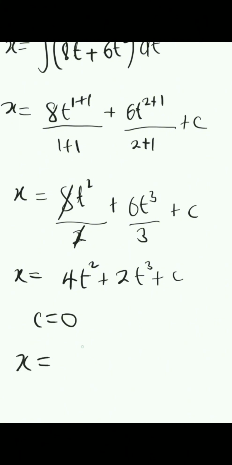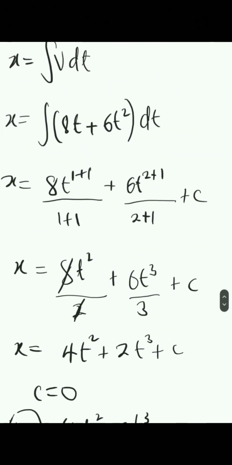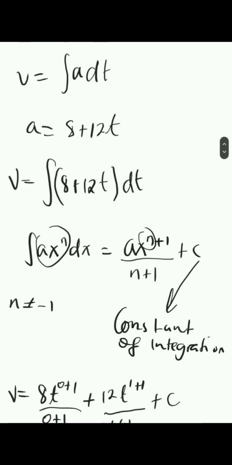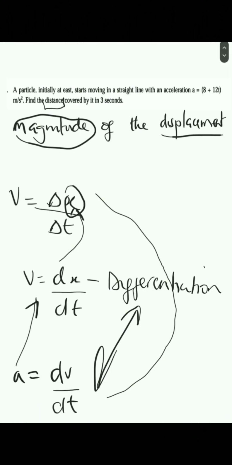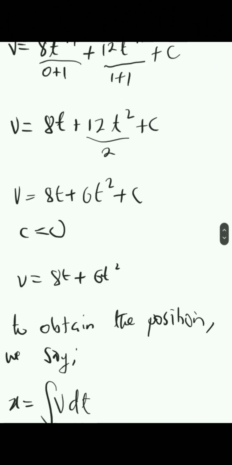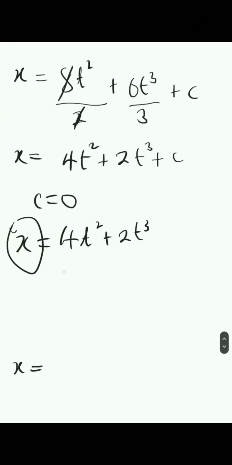Now being that it is starting from rest, our c will just be 0, giving us the position to be 4t squared plus 2t cubed. Now this is the displacement. We're just looking at the size, we're not interested in the direction. Now this is what we get in terms of the function. Now we're told to find the distance at t equal to 3 seconds. So where there's t in the function of x, we're simply going to replace it with 3.